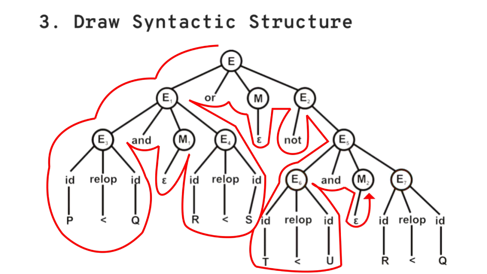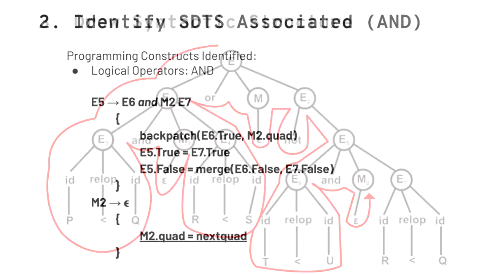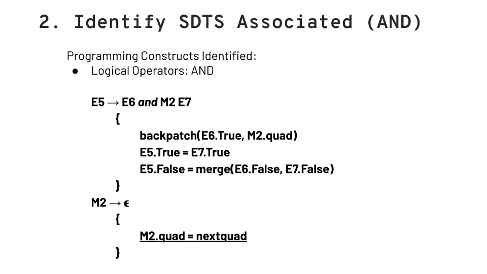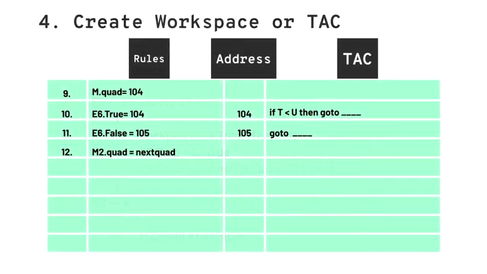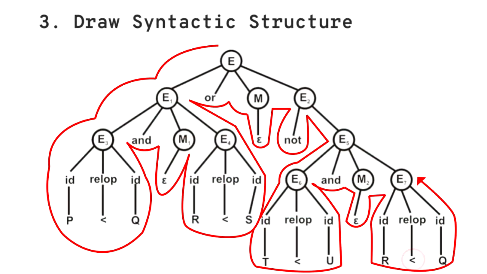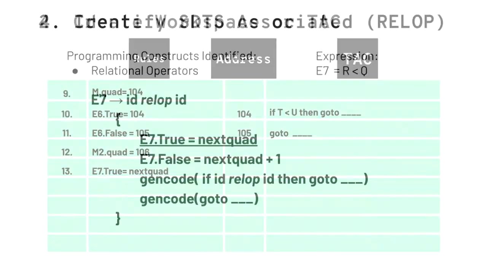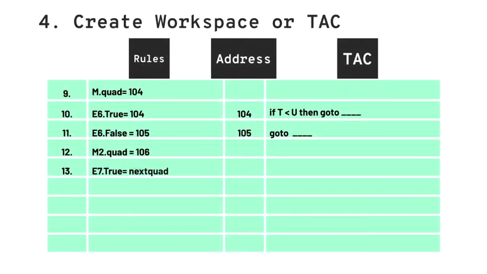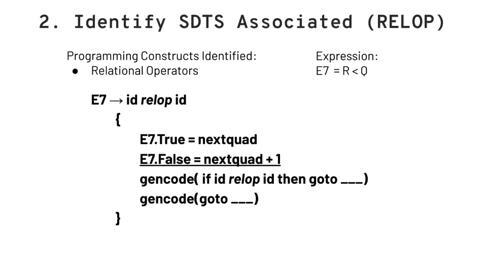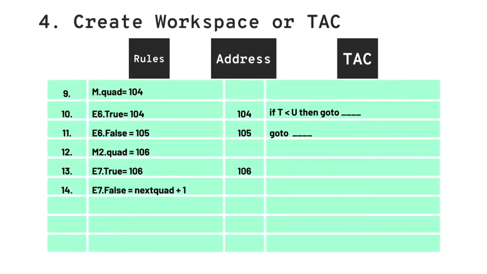So we move on to the next node M2. The semantic actions associated with it are m2.quad equals to next quad. The next quad generates an address 106. The next node is E7 with relational operator construct. These are the syntactic actions associated with it. Here E7 is r less than q. If it is true, then we have to perform next quad. Then E7.true equals the address generated by next quad, that is 106. Next condition is E7.false equals to next quad plus 1. The recent address is 106, that is next quad. Next quad plus 1 will be 107.